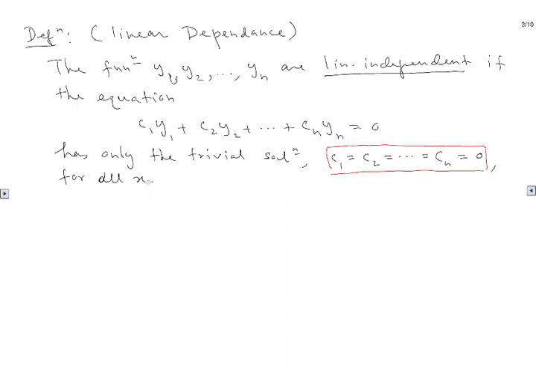So if you try to solve for c1 through cn, setting it equal to 0, and you get only the trivial solution, that means we say those functions are linearly independent. That's the general case. Case 2 is slightly different and easy because there are only two functions. When you have two functions, you can simply say that if one is not a multiple of the other. But that doesn't work for more than two functions. When you have more functions, we have to go to the general case like this.